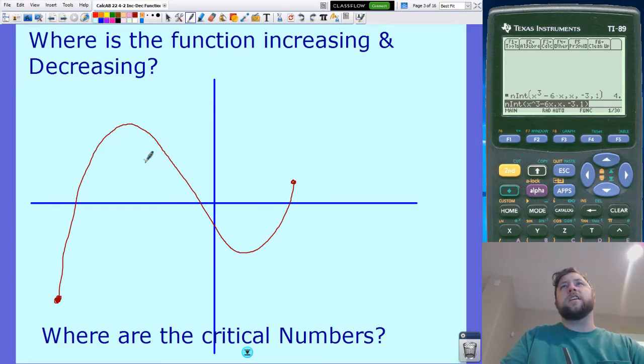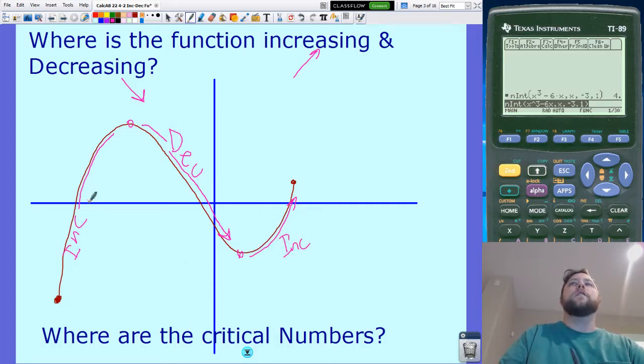Where is this function increasing and decreasing? Increasing means a positive slope and decreasing means a negative slope. So if I'm following from left to right, we can see it's increasing along this path until it gets up to here. And then we're going to be decreasing as it goes down this path until it gets down to here. And then we're going to be increasing again. So that's how this function works: increasing, decreasing, increasing. It's kind of like going up or down a hill.